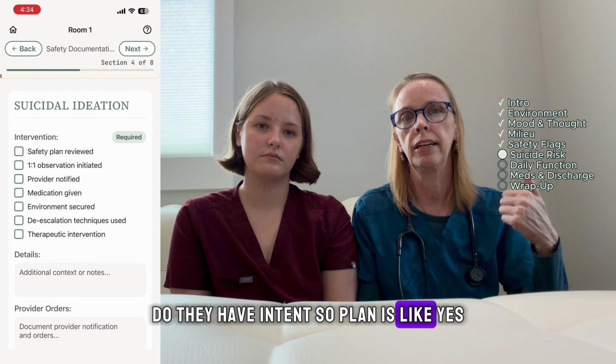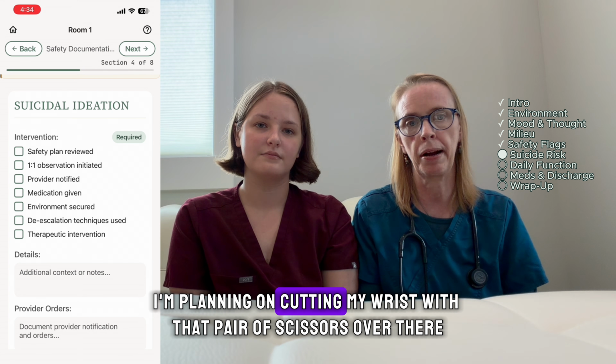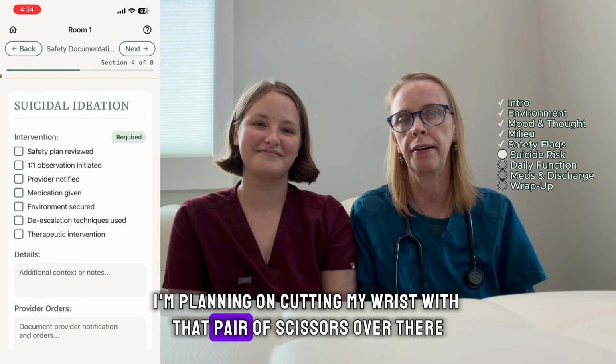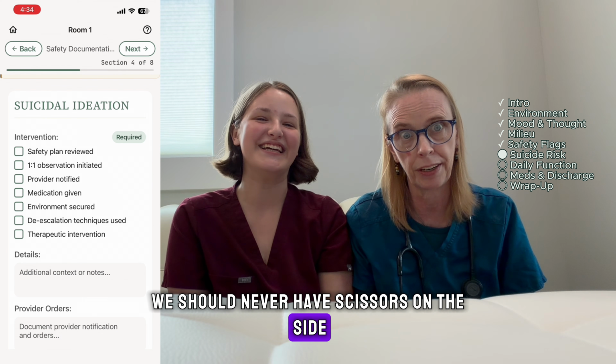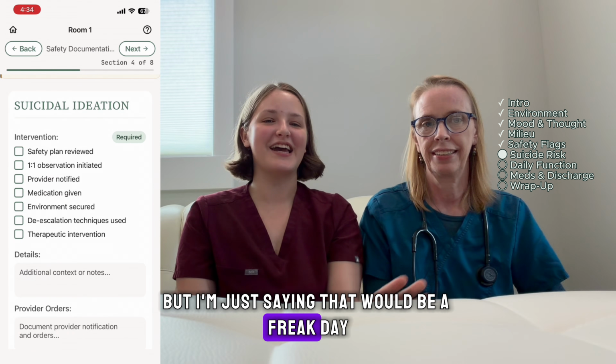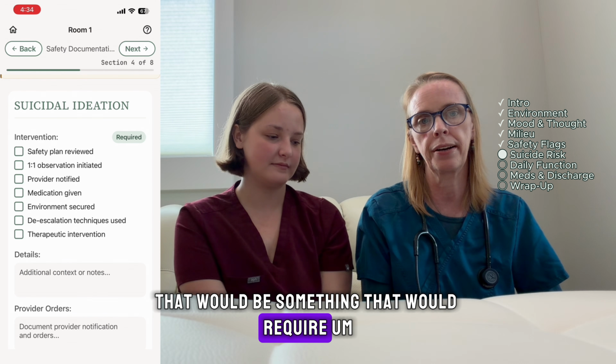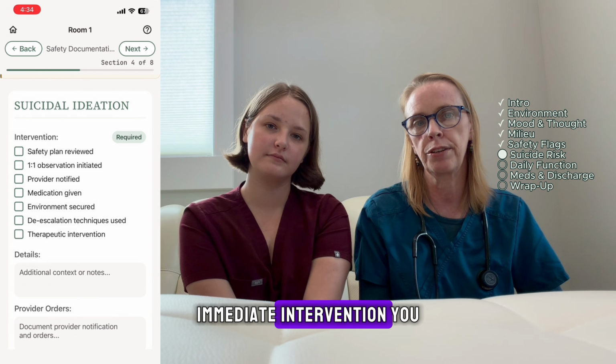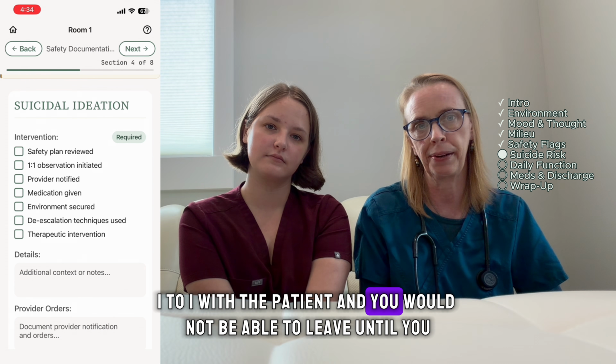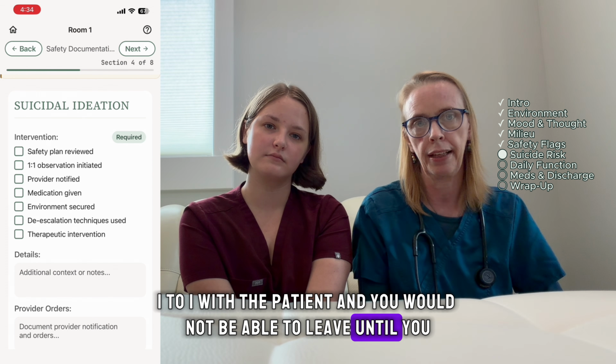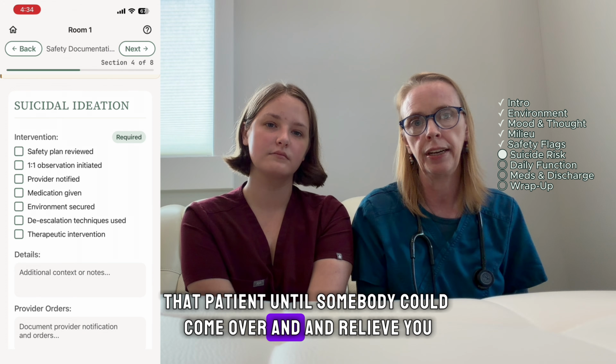So a plan is like, yes, I'm planning on cutting my wrists with that pair of scissors over there. We should never have scissors on the site, but I'm just saying, it's a freak day. That would be something that would require immediate intervention, one-to-one with the patient, and you would not be able to leave until somebody could come over and relieve you.